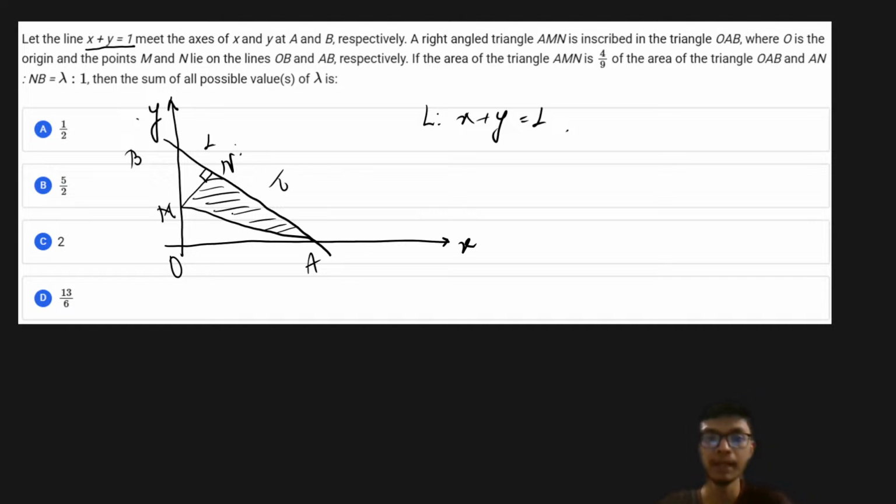Okay, so let us say if this has the input of the question, how will we solve for the given possible sum of the solutions of lambda? We have to basically find out the sum of the roots of lambda, right? So let us try to proceed with the problem.